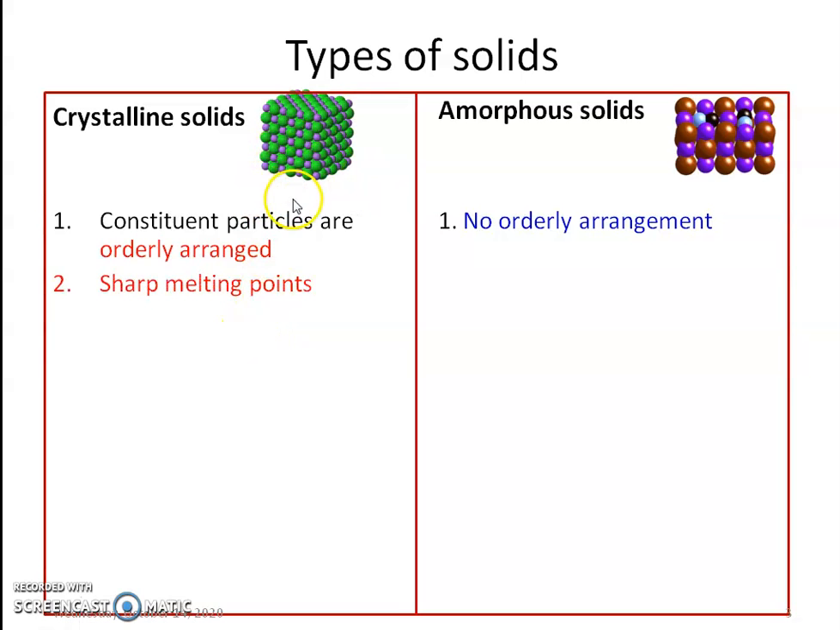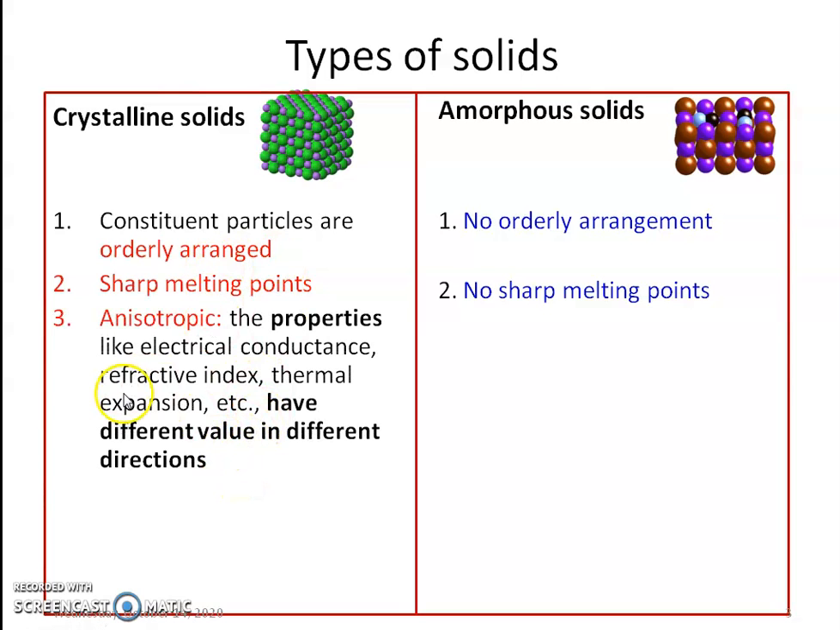Crystalline solids are characterized by a sharp melting point. In case of amorphous solids, the melting point is not sharp. There is a range of melting point. When a particular solid starts melting at, suppose, 300 degrees centigrade, then melting will continue up to 305 degrees or 310 degrees, like that. So melting points are not sharp, but in case of crystalline solids, melting points are very sharp.